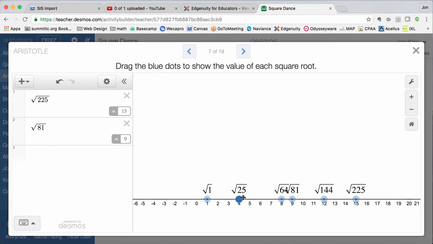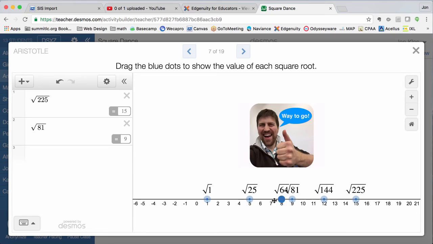Notice the square root of 25 should be at 5. The square root of 64 is 8. If you have all the square roots lined up on the number line in the right spot, you get a little check mark, way to go, a happy dude, giving you confirmation that you're on track.